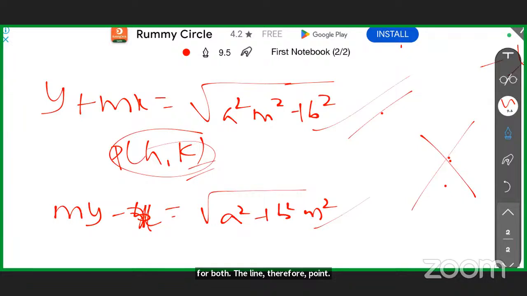You understand? So two lines are intersecting. So I'm considering this point P as (h, k).